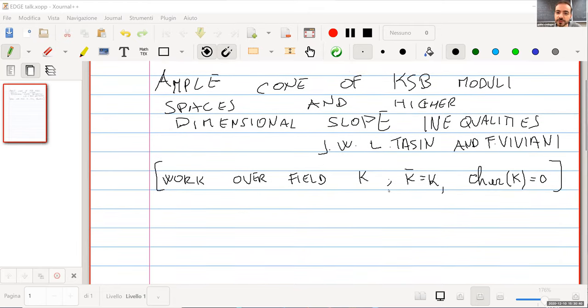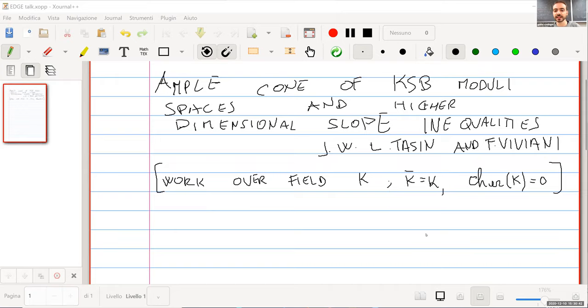So I'm going to speak about joint work with Luca Tasin and Filippo Viviani. It is a work in progress, so we hope to post the paper on the arXiv in the forthcoming months. The base field is algebraically closed, of characteristic zero. First thing, the moduli space of KSB varieties. So we take M.